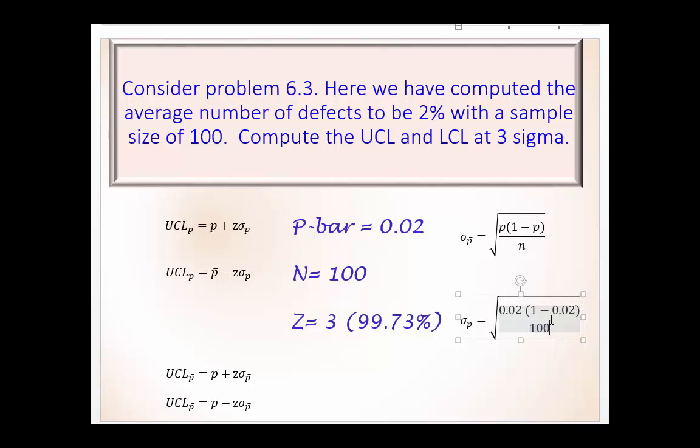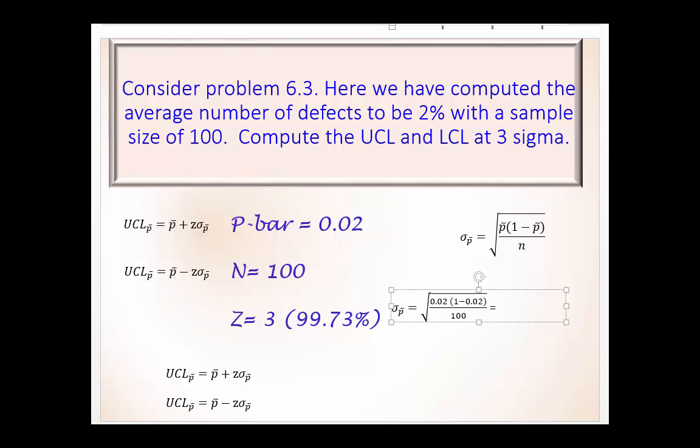We'll go ahead and run that through our calculator, and we are able to quickly find out that this will equal 0.0143. So now we've got our standard deviation of p.